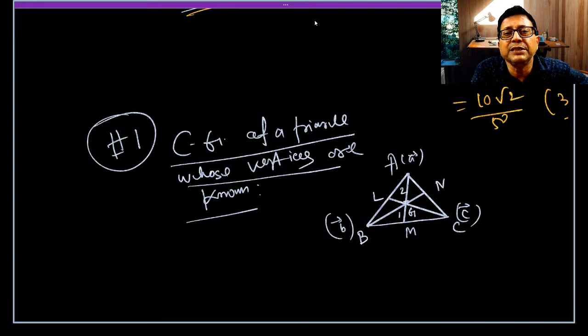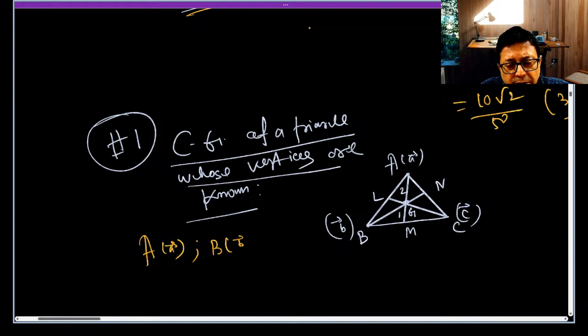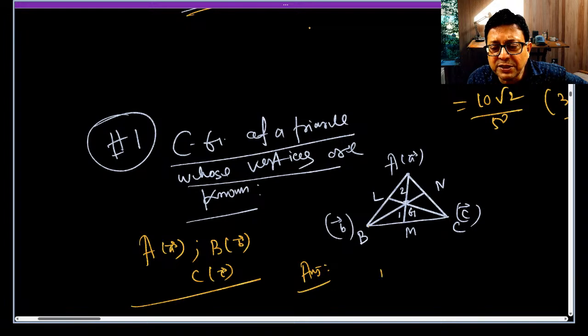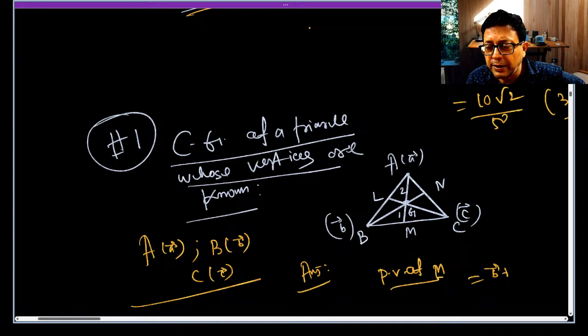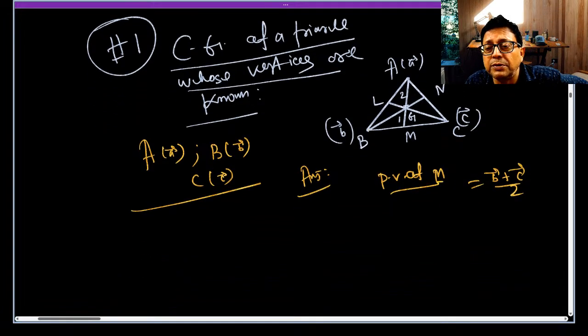Position vectors of the three vertices are given. Position vector of A is A, and C is C only. What is the position vector of M? We are going to solve it now. M is the midpoint of BC. So position vector of M will be, by that midpoint formula we have learned just now, B plus C by 2.